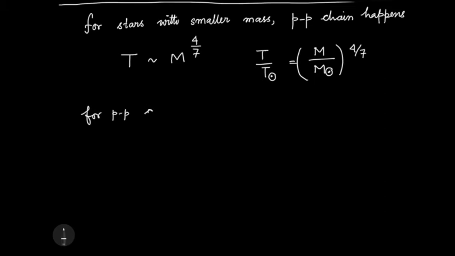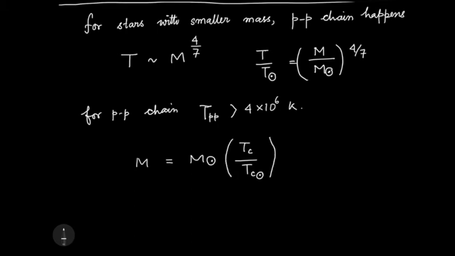Remember that for the PP chain to happen, there was a critical temperature for the PP chain which was to be greater than 4 into 10 to the 6 Kelvin. Okay. So the core temperature of the star has to be more than 10 to the 6 Kelvin. Now what I can do is I can convert this expression. I can say M equals M sun times T, core temperature of that star, by T, core temperature of the sun, to the power 7 by 4.